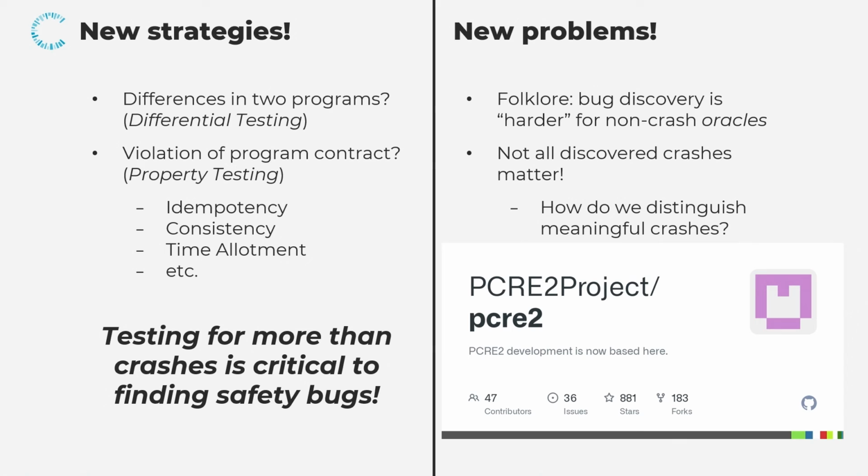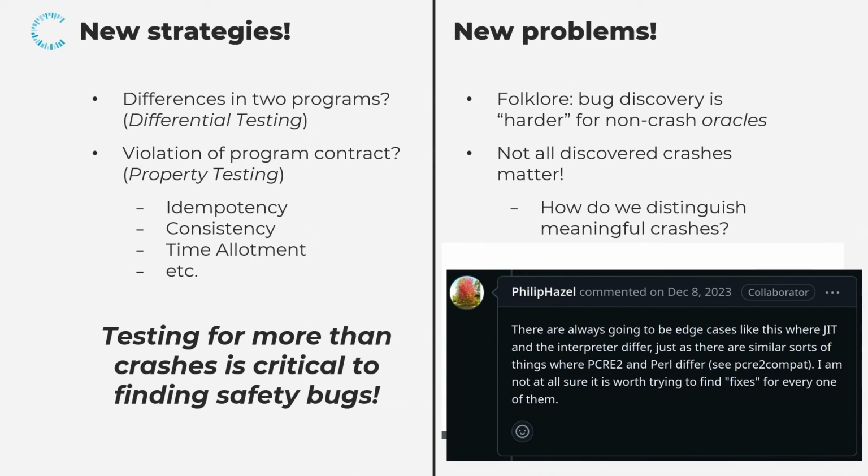And I recently encountered this with another regex engine, the Perl-compatible regex engine, in which the developer said this: I am not at all sure it is worth trying to find fixes for every one of them. And the reason for this is I found a bug that in order to fix it, you would have to make 1.5x performance losses in order to check for it. And no one would ever find this problem again.